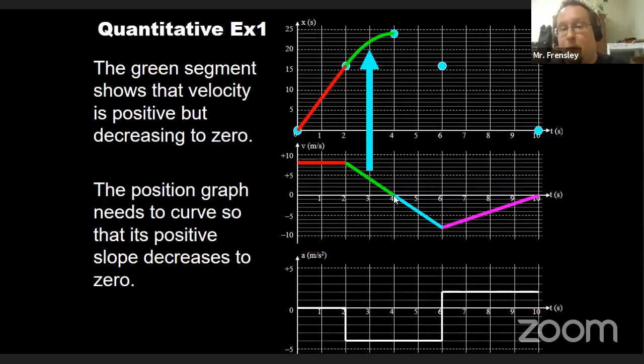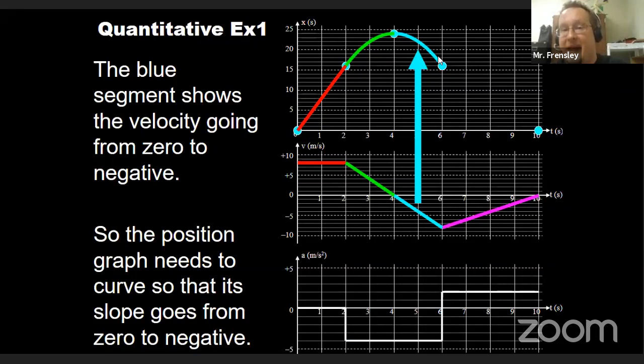For the blue segment, we now have 0 velocity transitioning to negative velocity. So we're going to have 0 slope, then negative slope. Notice the position graph has no points where you can poke out your eyes. For those of you in calculus, it is differentiable everywhere, right? It's a smooth curve everywhere. Last, the purple piece.